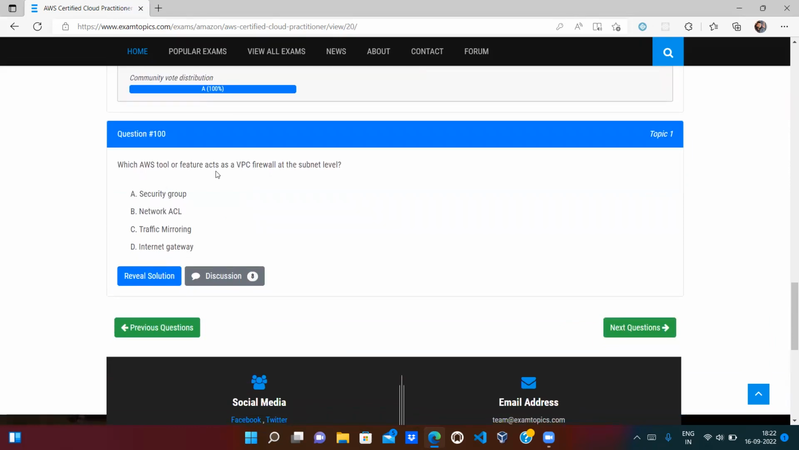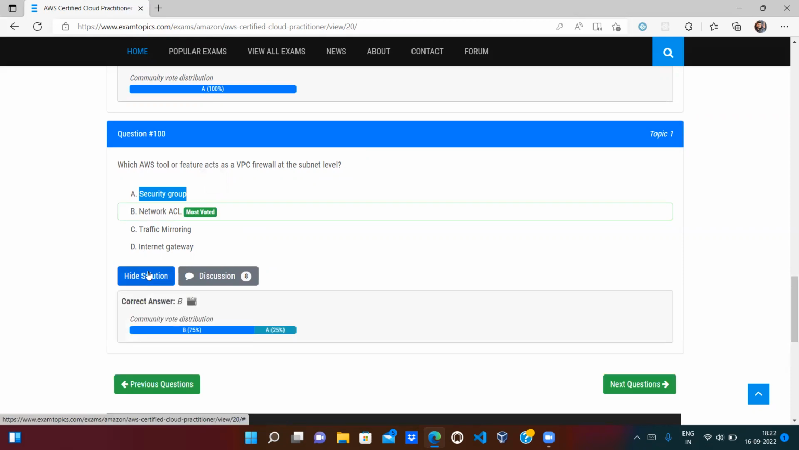Which AWS tool or feature acts as a VPC firewall at the subnet level? At the subnet level is the NACL, that is the network ACL, and the instance level is the security group. So B is the correct answer.